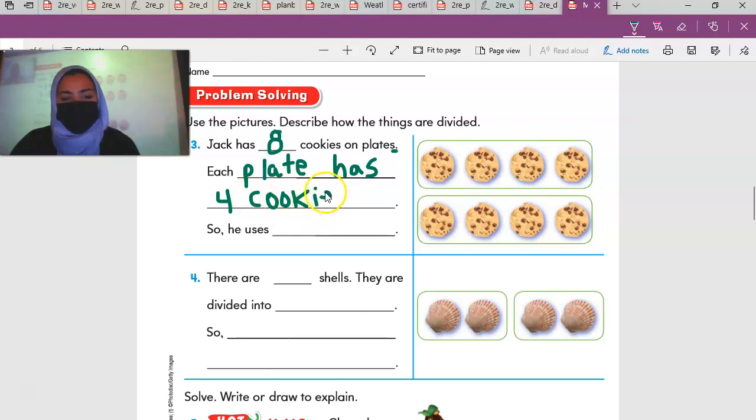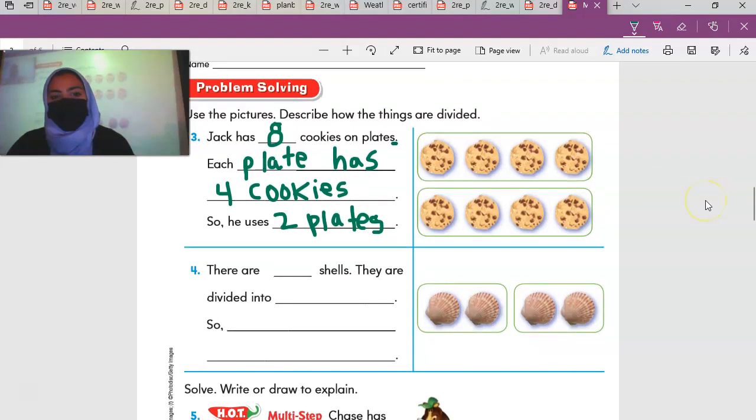So he uses how many plates? So he uses 2 plates. Thumbs up or thumbs down or thumbs sideways. So thumbs up if you got this right. Thumbs down if you got this wrong. Thumbs sideways if you got some of it right.